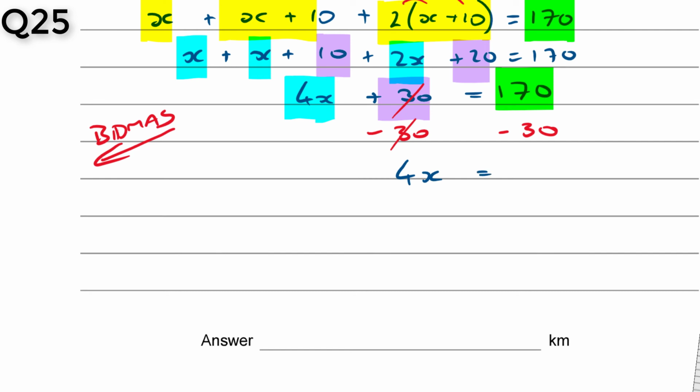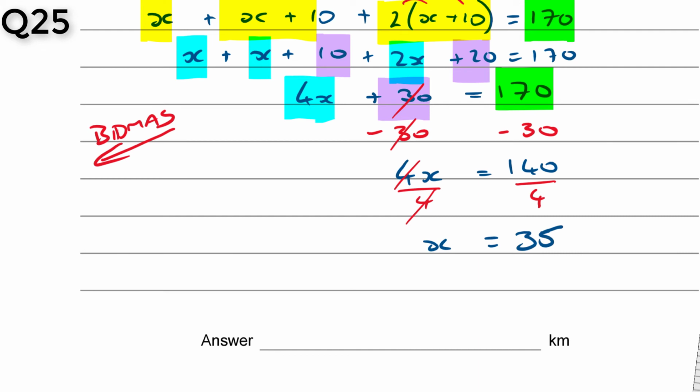170 subtract 30 is 140. And then I'm going to divide both sides by 4, divide by 4, divide by 4. What's that going to give me? So that's going to cancel with that, leave me with x. And then 140 divided by 4 is 35. Do it on a calculator if you're not sure, but I can do that in my head.